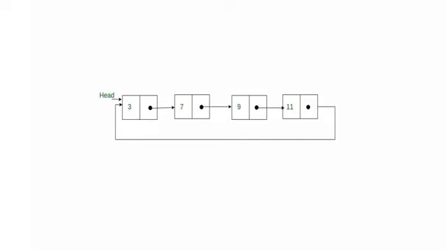Circular linked list. In this diagram, the last item contains a link to the first element as next, and the first element is linked to the last element as previous. It has circular motion.